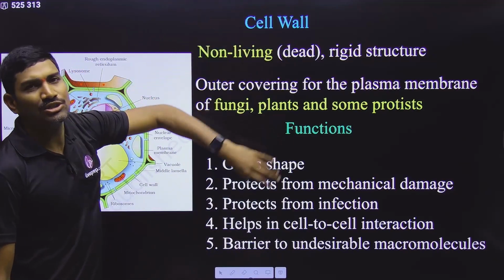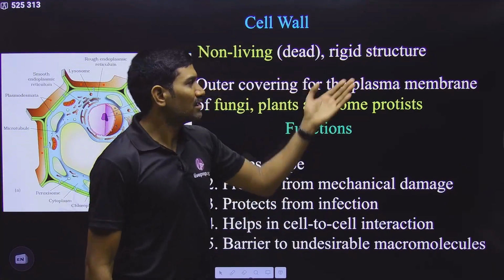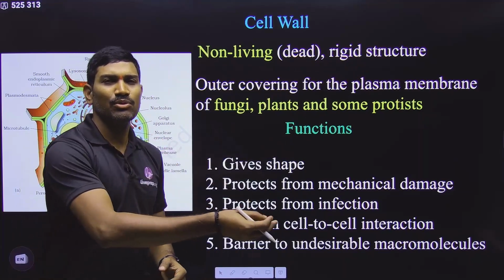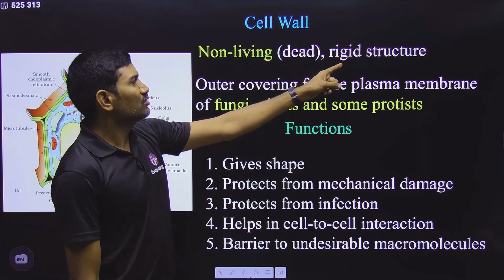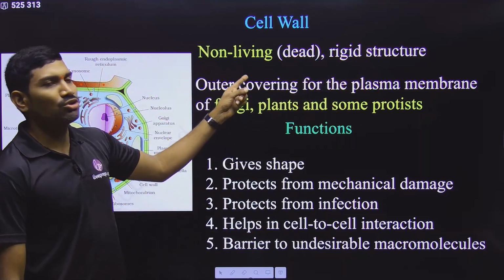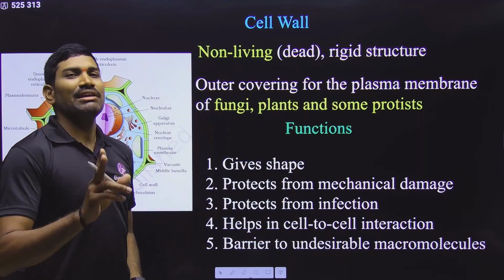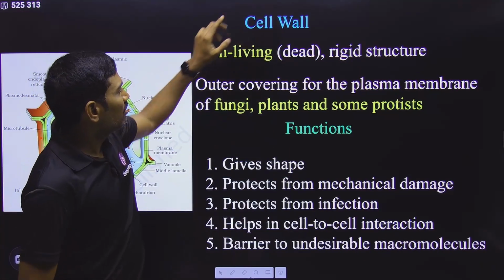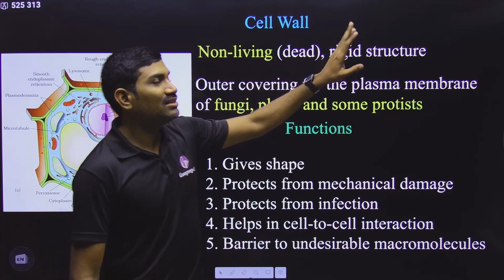So if a cell wall is present, what is the nature of this cell wall? Cell wall is a rigid structure. Under the prokaryotic cell wall also I told this. So it is a rigid structure and it is a non-living, dead structure. Very important point: cell wall is a non-living and rigid structure.